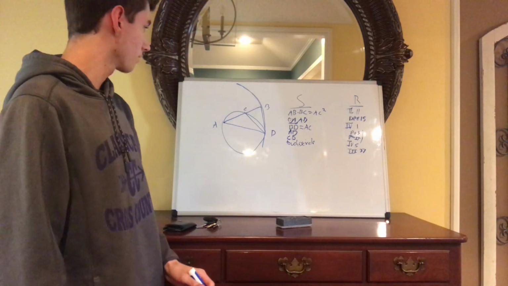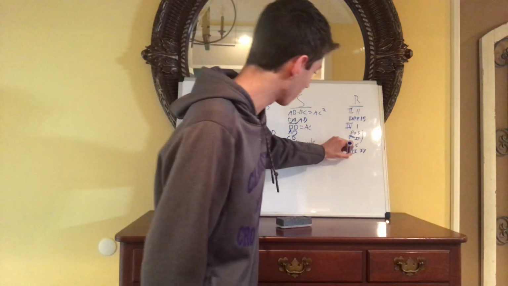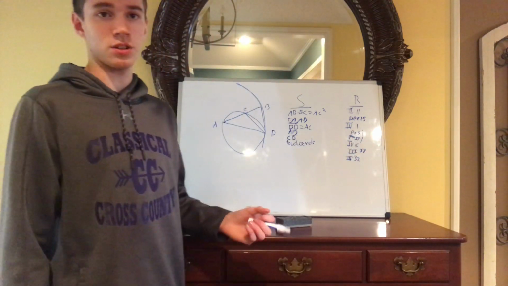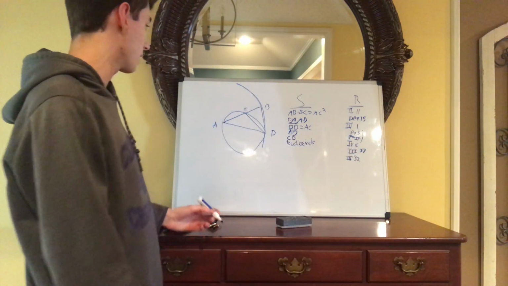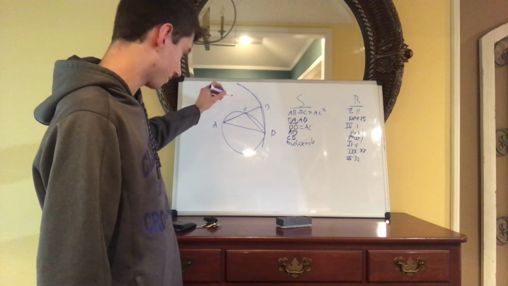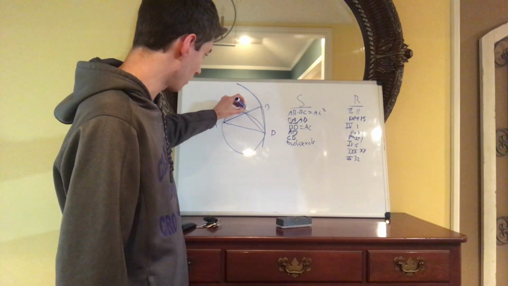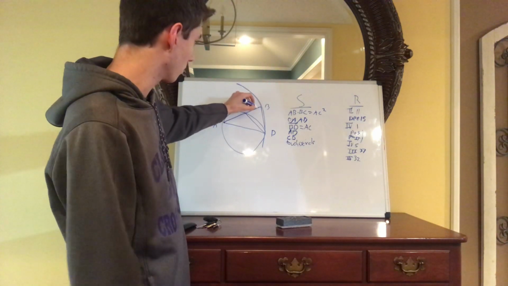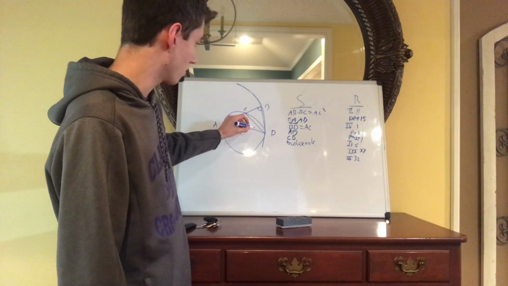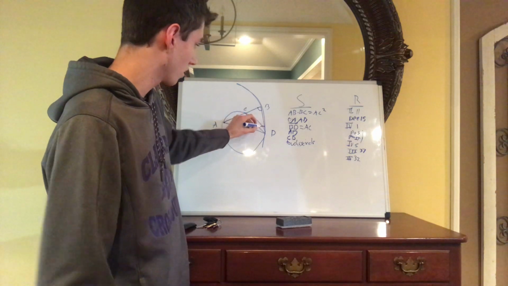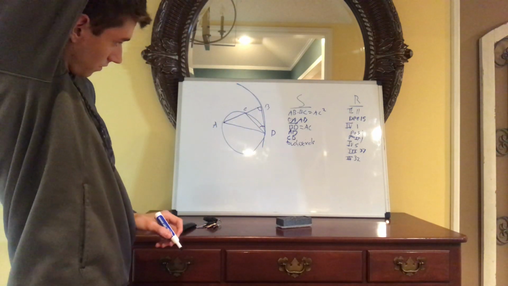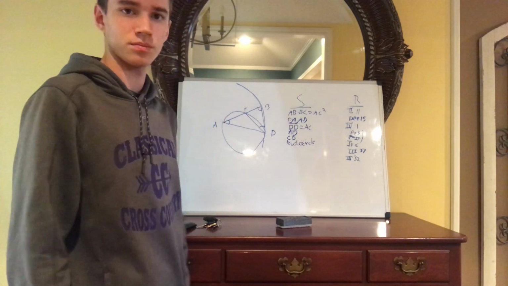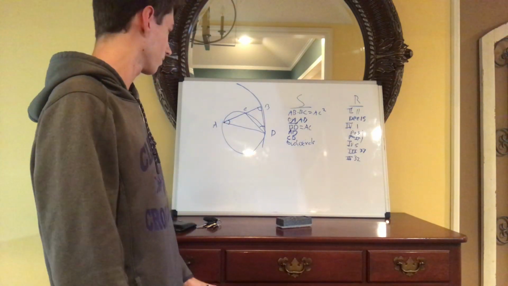It touches the circle. And now that we have that, we can use book 3, proposition 32 to say that the angle here is equal to the angle here and here.